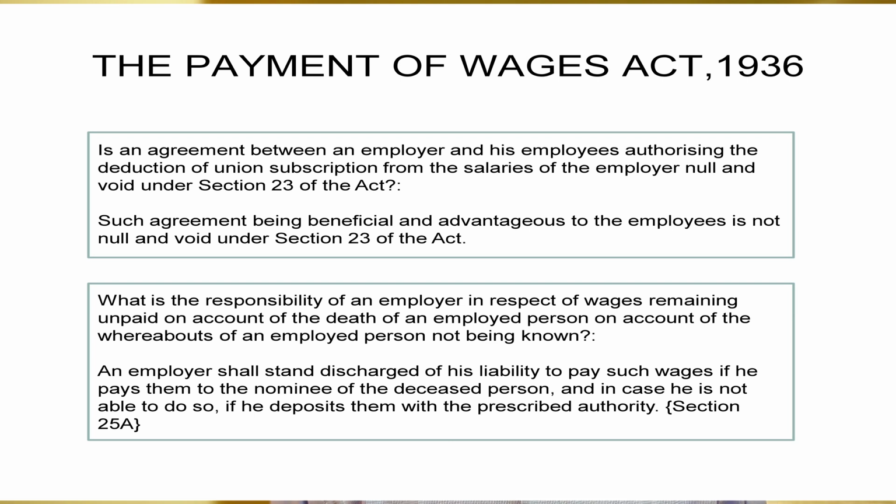Then what is the responsibility of the employer in respect of wages remaining unpaid on account of the death of an employee? An employer shall stand discharged of liability if he pays them to the nominee of the deceased person, or if he is not able to do so, to a prescribed authority. It means that if he is not able to find the nominee or whoever it is, he can deposit the money with the authority and his responsibility will not be there. So this is all about the Payment of Wages Act.